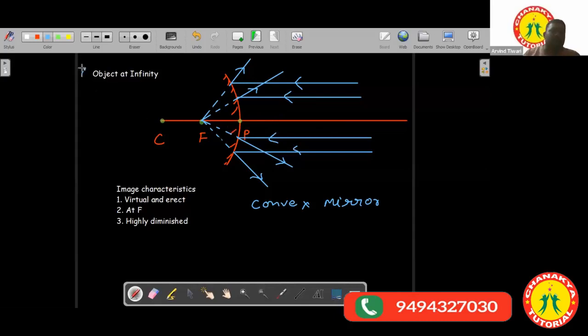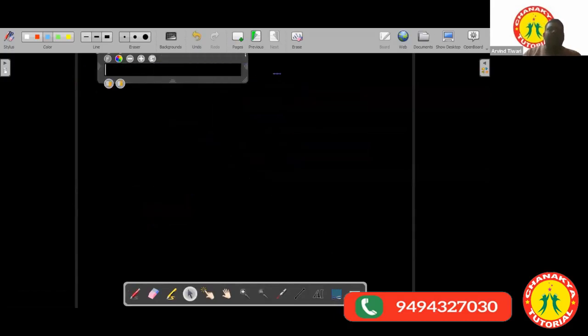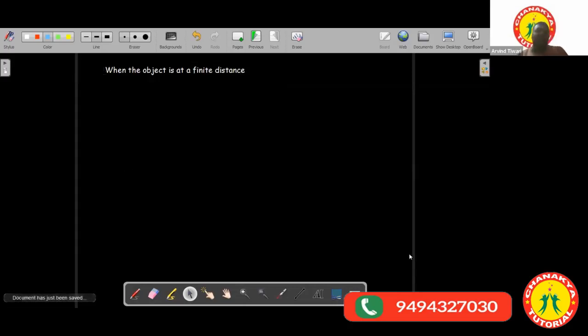So there are just two cases. One case we have when the object is at infinity. The second case is when the object is at a finite distance. So for the convex mirror, you have only these two cases. So when you have the object at a finite distance, let's draw the diagram.